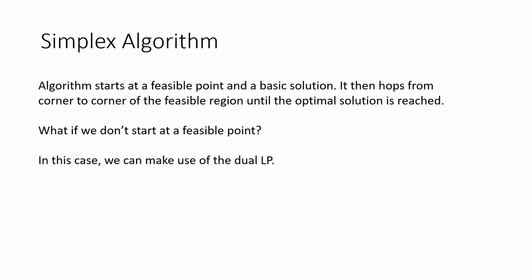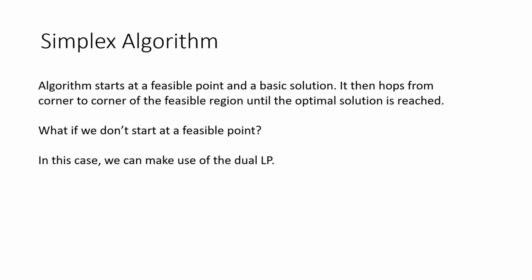And that solution is, in most cases, a non-optimal solution. So it then hops from corner to corner around the feasible region in a smart way until you reach the optimal solution. What happens though if you don't start at a feasible point? So if you think of your feasible region as something that doesn't include the origin, for example, generally with the simplex algorithm, the easiest way to do it is to start at the origin. So what if that is not a feasible point?